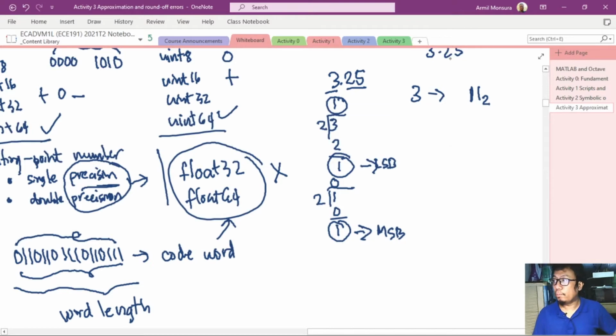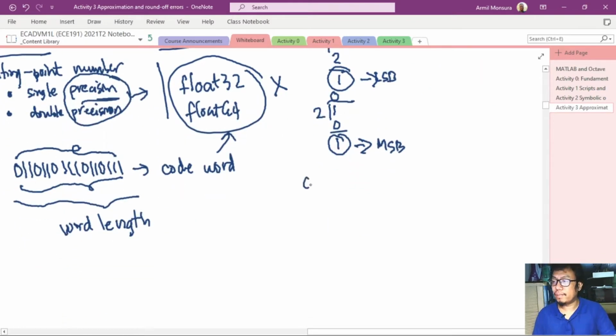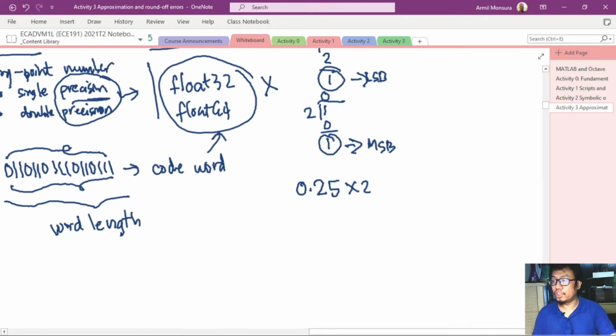Now how about 0.25? Since that is a fractional part, instead of using division to convert it into binary form, we use multiplication instead. So here's the process. This is 0.25 times 2. That is 0.5.